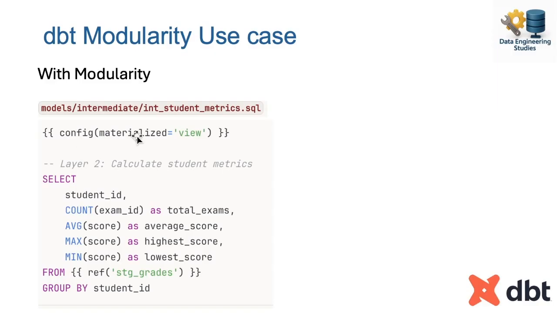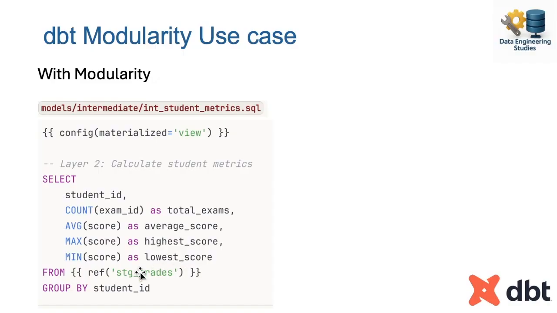Now we are in layer 2, our intermediate layer. This model is called int_student_metrics and it calculates metrics. It references our staging model that we created earlier and computes total exams, average score, highest score, and lowest score. No business rules, just pure calculations.